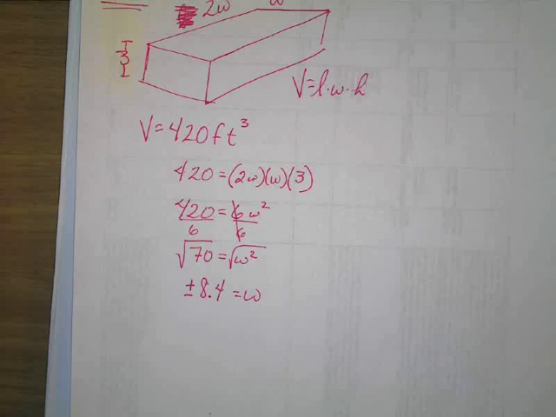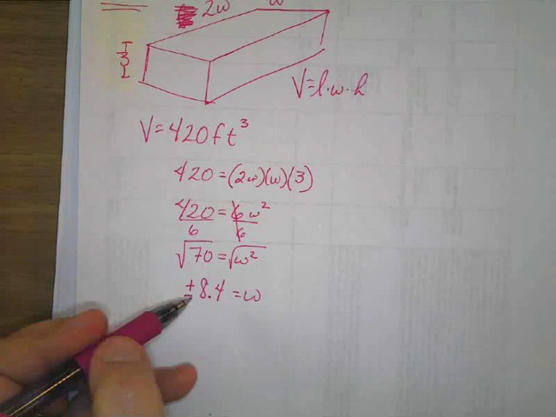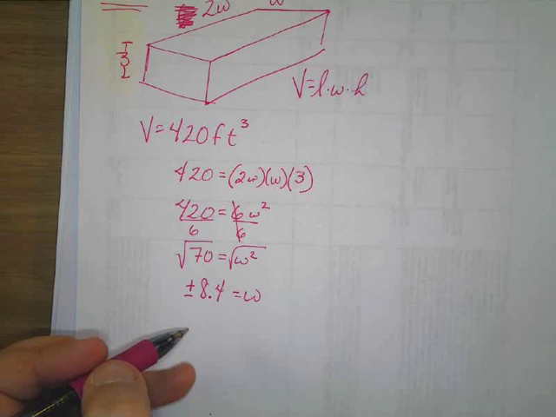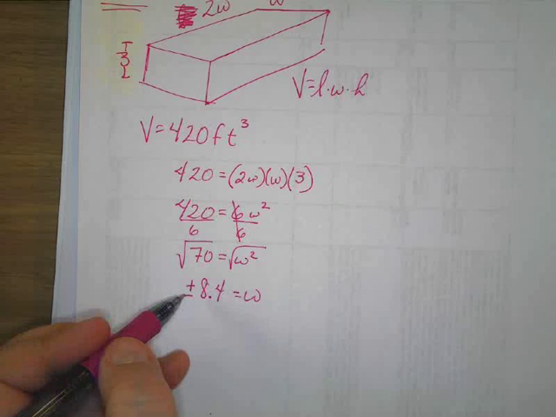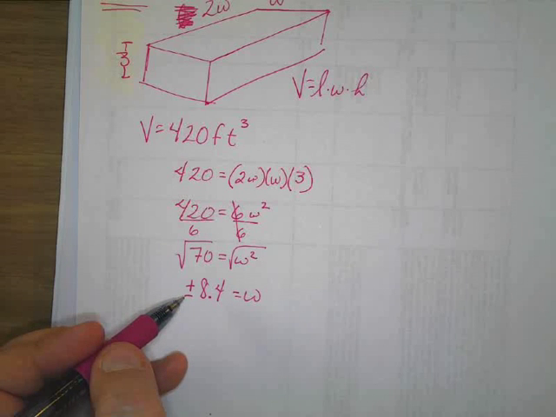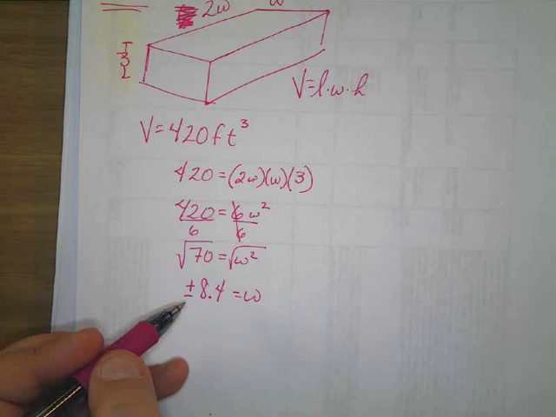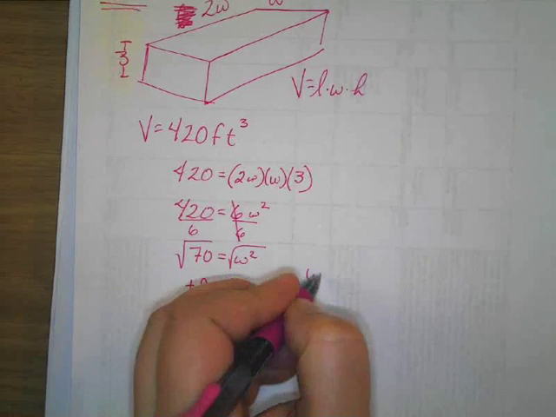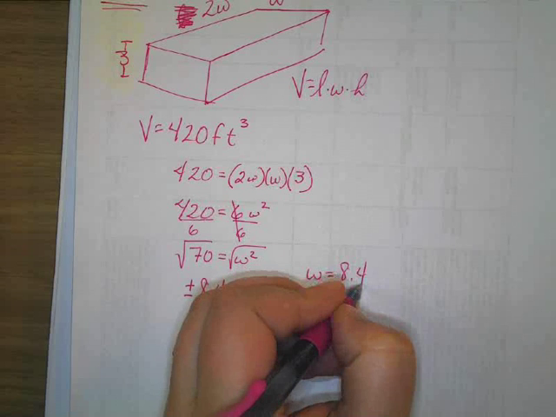Now, we're talking about an actual length of a dimension. So I have 2 answers, but one of them doesn't make sense because we're actually talking about measuring something out. Which one does not make sense? We either have plus 8.4 or negative 8.4. The negative 8.4 makes no sense in a story problem. So our width is going to be 8.4. I think we're in feet.